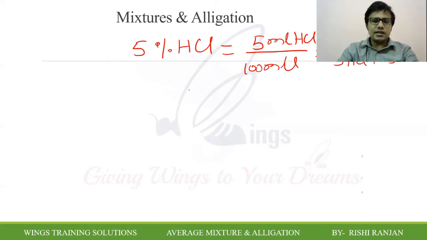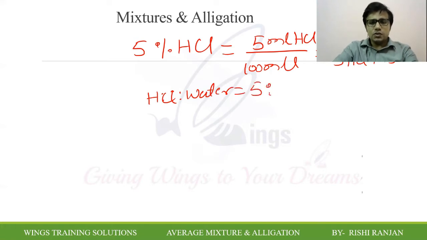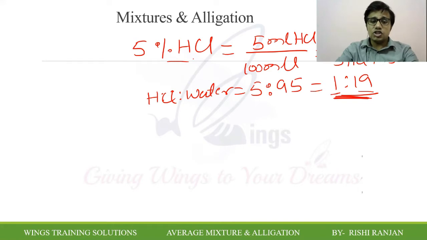In that case, if somebody is asking what is the ratio of HCl to water, it is going to be 5:95, or you can say 1:19. Now, most of the time in the question, the ratio itself will be given. How to find the concentration of HCl? Now, to understand that, first you have to see what is concentration of HCl.